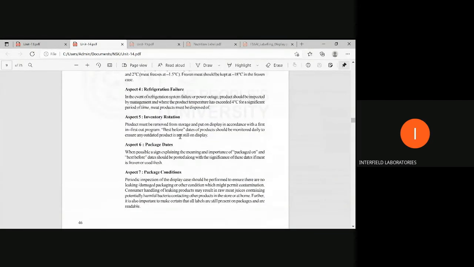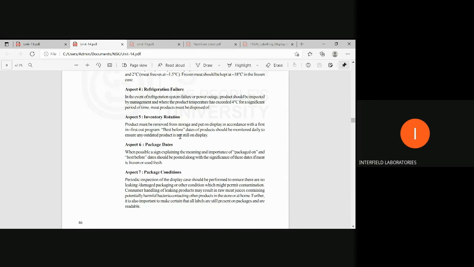Periodic inspection of the display case should be performed to ensure there are no leaking or damaged packaging. It is also important to make certain that all labels are still present on the package and are readable. So these are some of the good retail practices in a meat related retail organization.